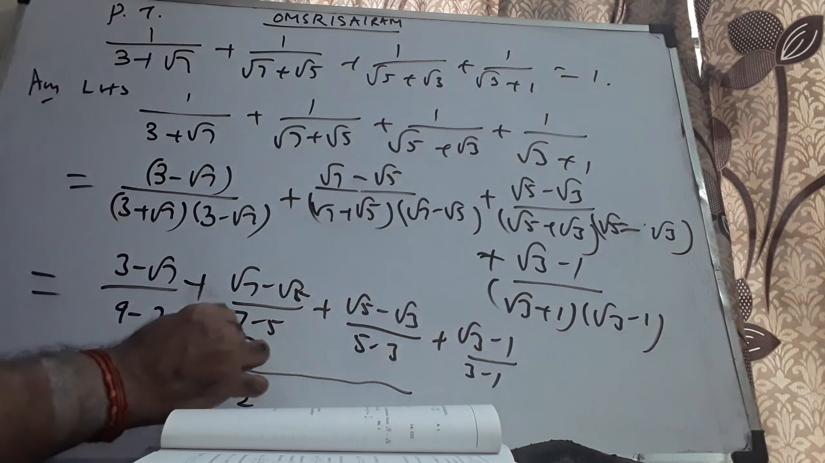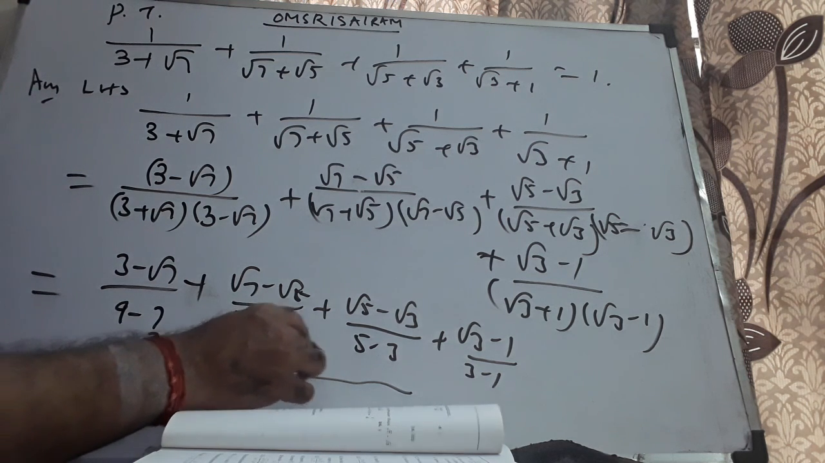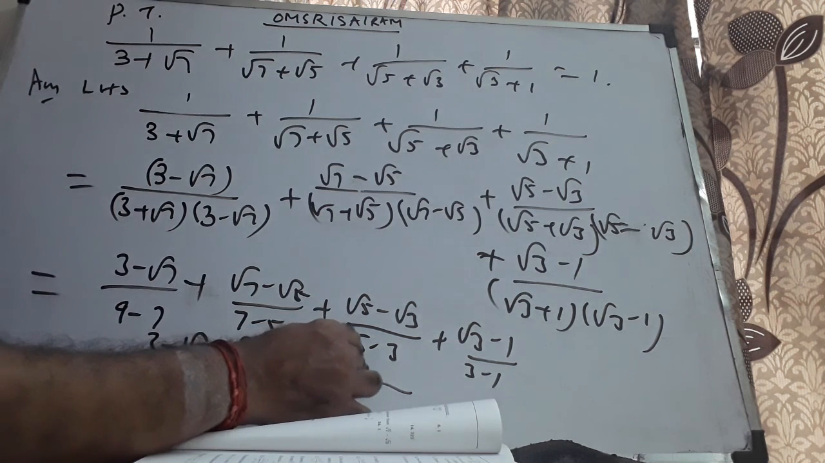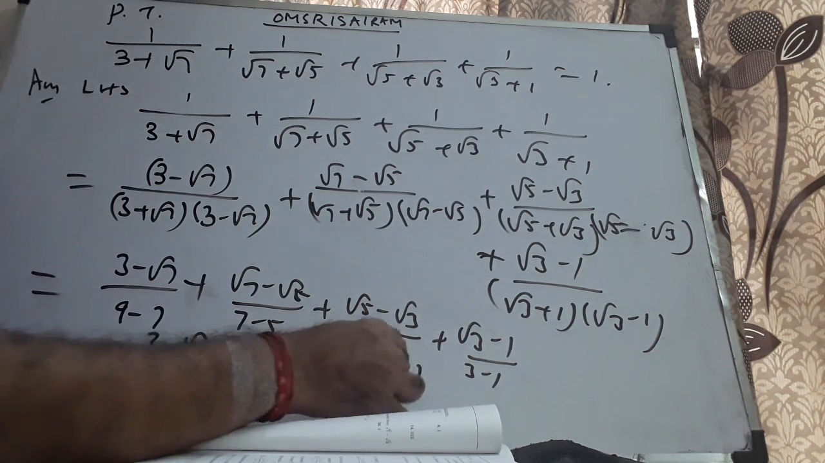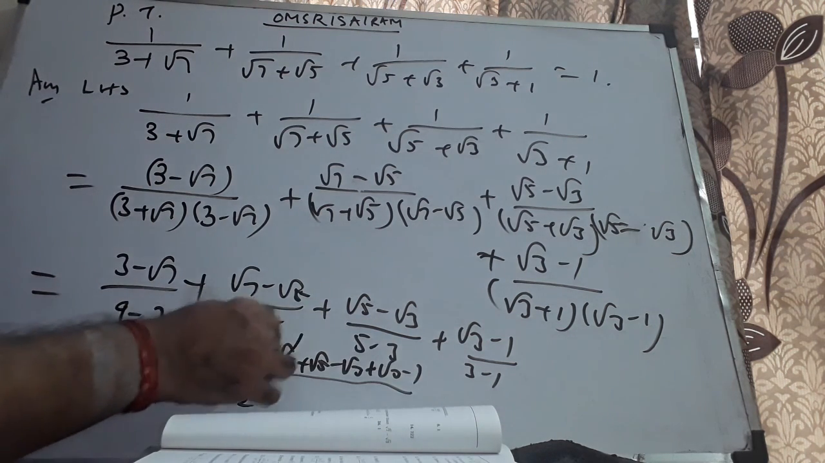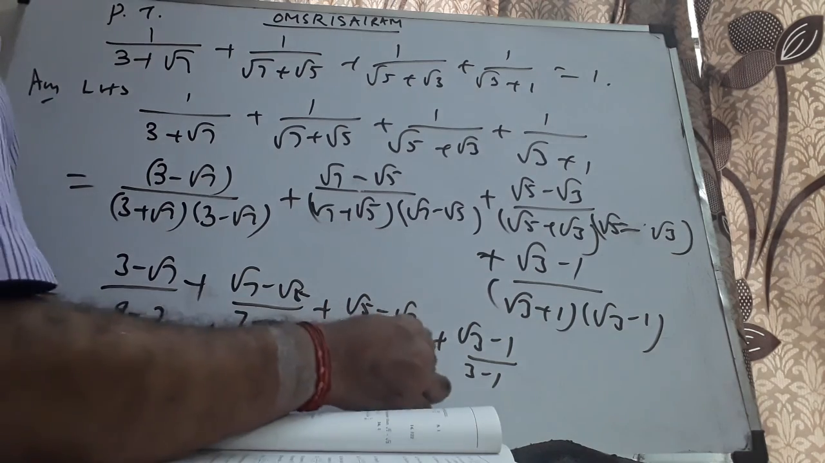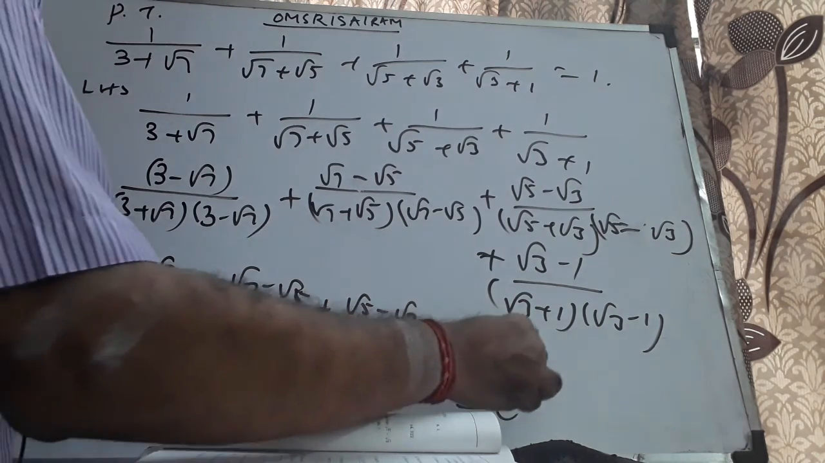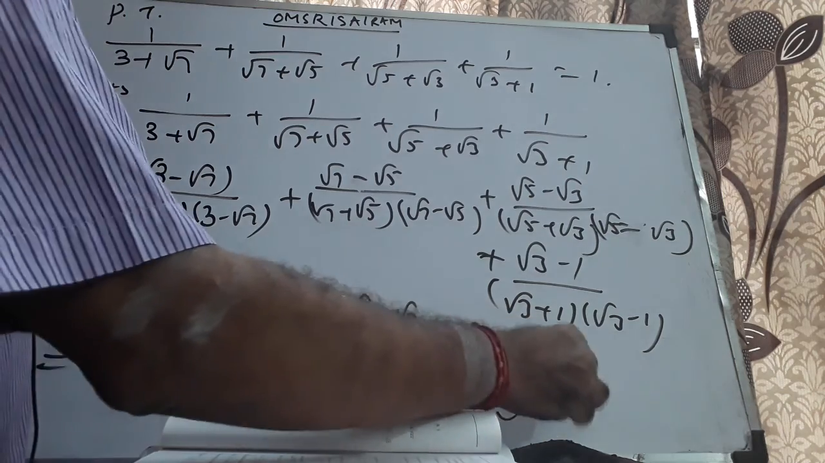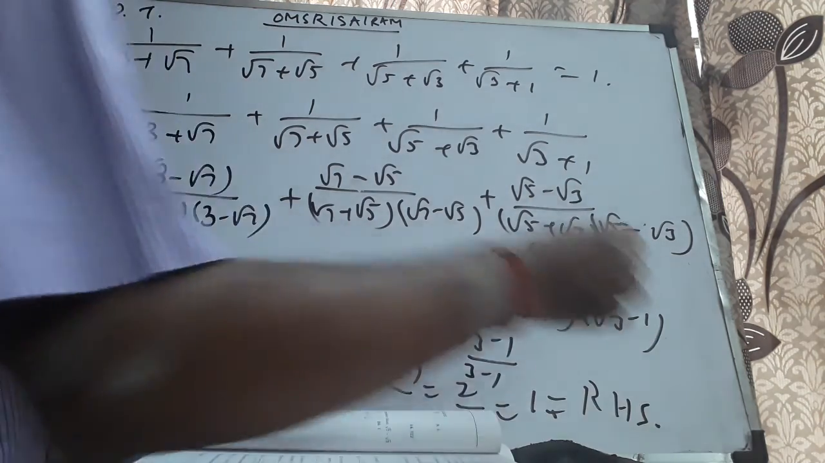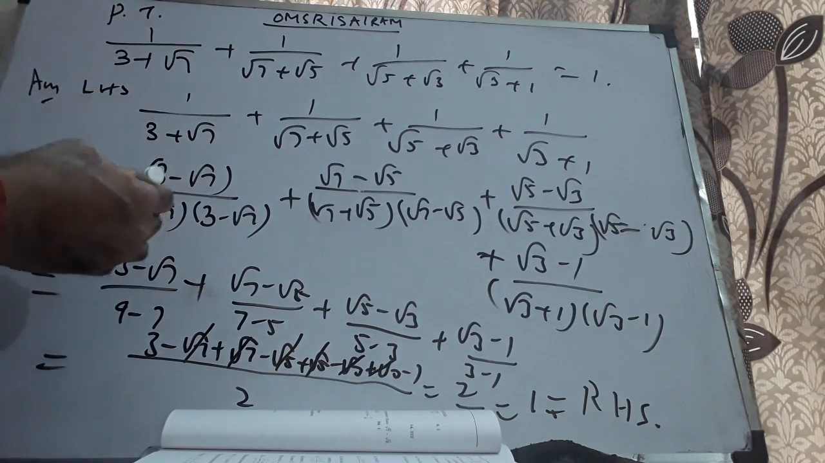3 minus root 7 plus root 7 minus root 5 plus root 5 minus root 3 plus root 3 minus 1. Here root 7 gets cancelled, root 5 gets cancelled, root 3 gets cancelled. This is reduced to 2 by 2, which is 1. This is my right hand side. It is not at all difficult.